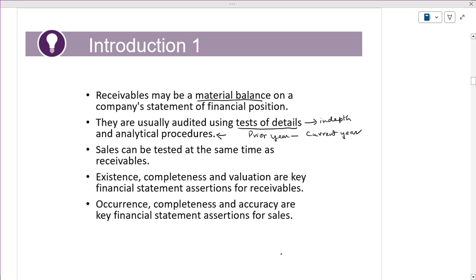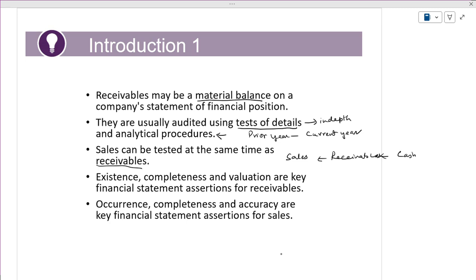Sales can be tested at the same time as receivables. Now you have the similarity: when we are talking about the receivables, what is the source? The source is the sales. For the cash, one of the sources is your receivables. One of the sources. Now the sales can be tested at the same time.